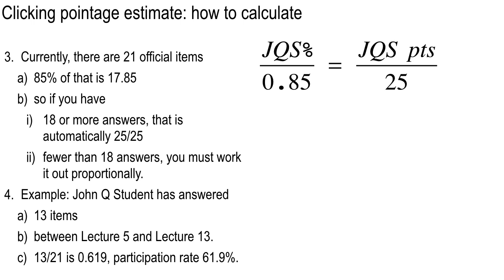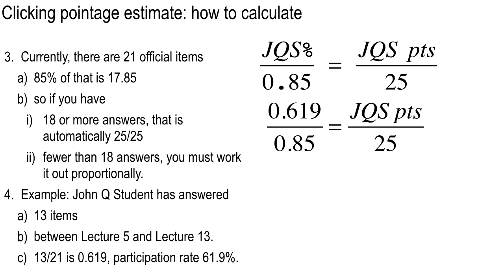And so this particular student, John Q. student, his participation rate is kind of stinky, 61.9. But it's not like he's totally out to lunch. But he should be higher than this. Hopefully, not too many of you have a participation rate like that. But if this was you, what you would do is you'd put that 0.619 in the numerator.